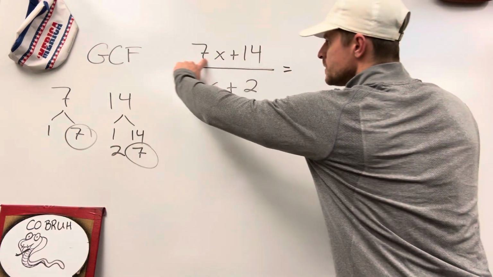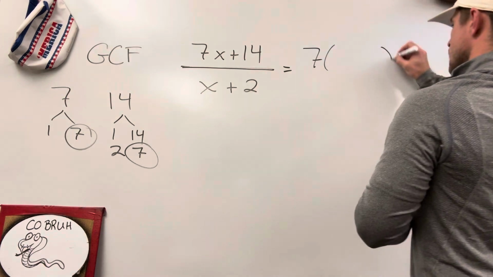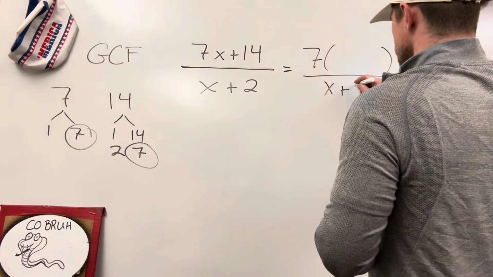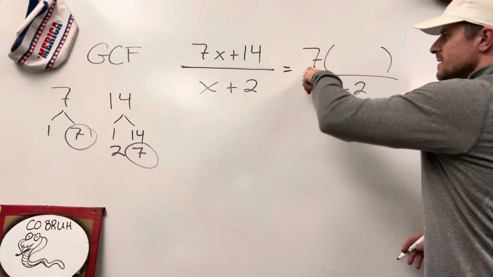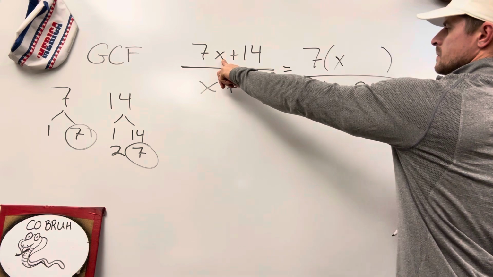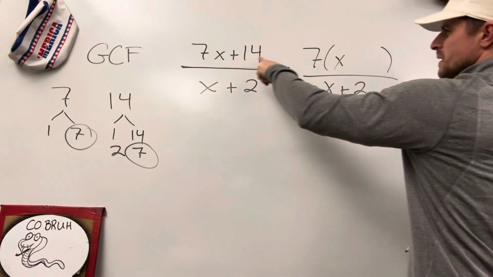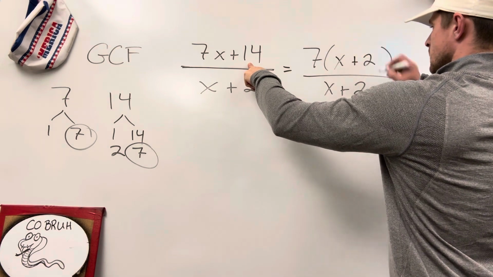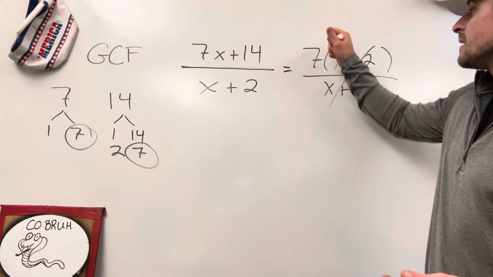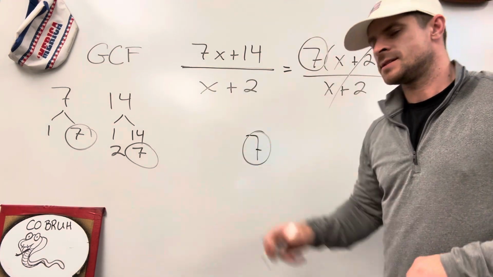So what do we want to do up here? We want to remove 7 from the numerator. So we're going to pull 7 out, put empty parentheses down, x plus 2 comes underneath. And now we say 7 times something makes 7x. 7 times x would make 7x. 7 times something makes 14. And what do you know? Those are going to cancel out right there, leaving you with just a 7. So this would simplify down to 7.